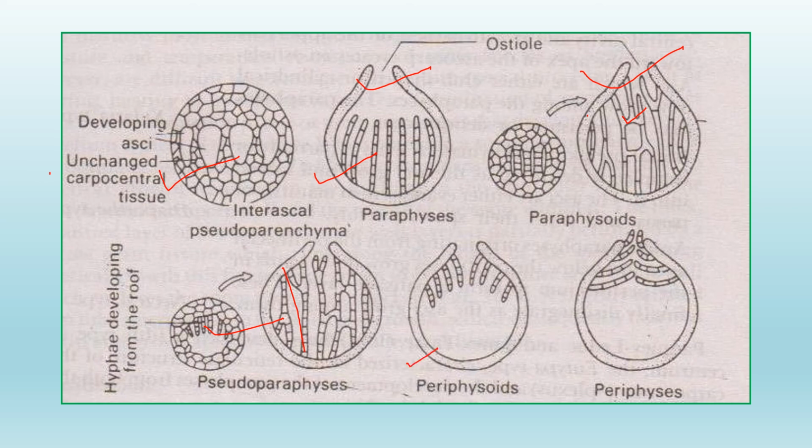Then periphysoids direct downward, arising at the ostiole above the asci, and periphyses direct towards the ostiole, that is, directing the asci to release the ascospores towards the ostiole.